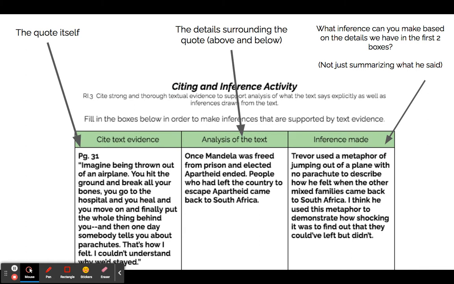This is not a test. It's not something that's really high stakes. I just want us to practice this idea of analyzing a text and making inferences, because this is going to be important when we get to our final project for this unit.